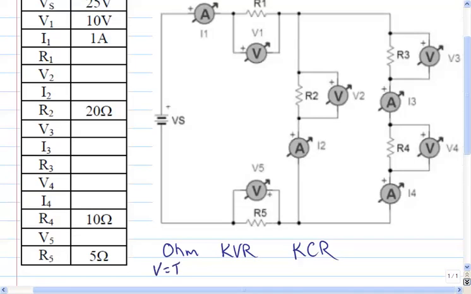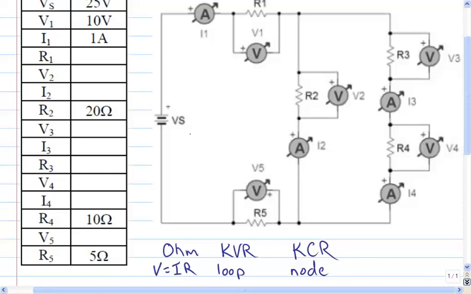voltage, current, and resistance. The voltage rule says that the sum of the voltages in a loop is zero. The current rule is the sum of currents in a node. So the sum of the current going into or out of a node is zero. Going in we call positive, out is negative.